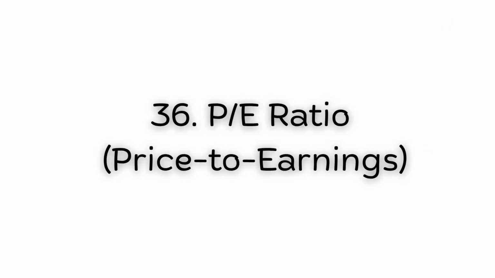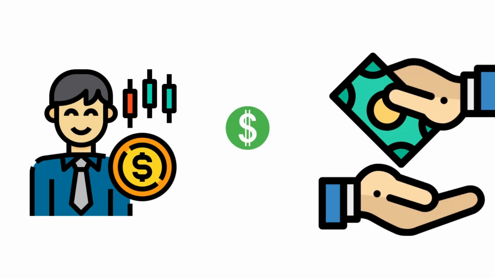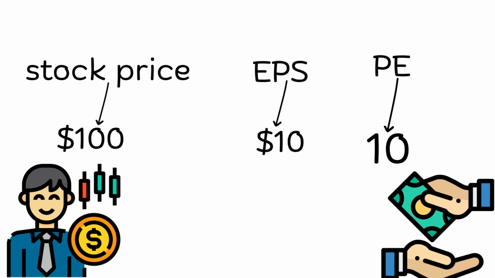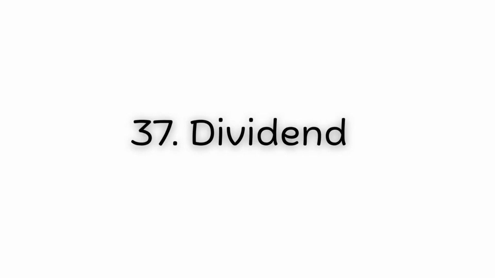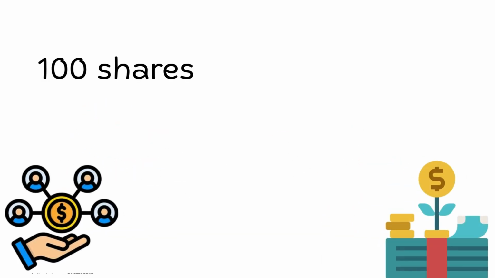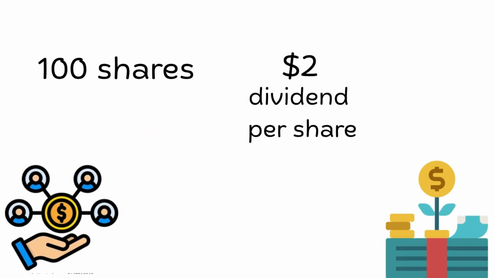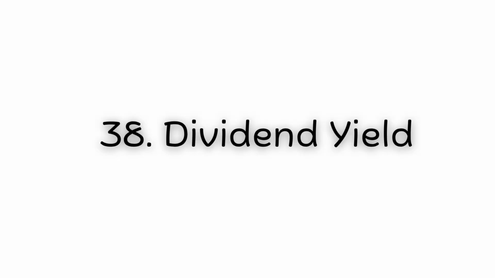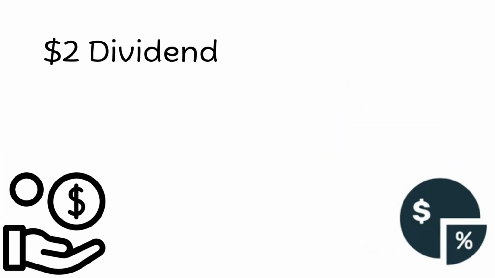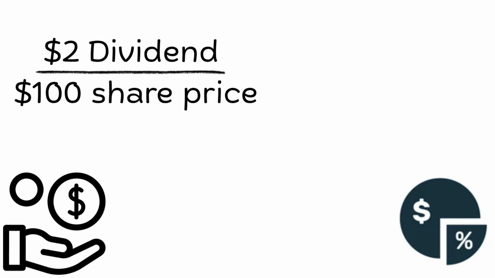36. P/E ratio, price to earnings, tells how much investors are willing to pay per $1 of earnings. Like if the stock price equals $100 and the EPS equals $10, the P/E equals 10. A higher price to earnings often means investors expect growth. 37. Dividend. A part of a company's profits that is paid to the people who own shares of the company. For example, you own 100 shares and the company pays a $2 dividend per share, so you can earn $200. 38. Dividend yield. Tells how much you earn from dividends relative to stock price. So a $2 dividend divided by a $100 share price equals a 2% yield.